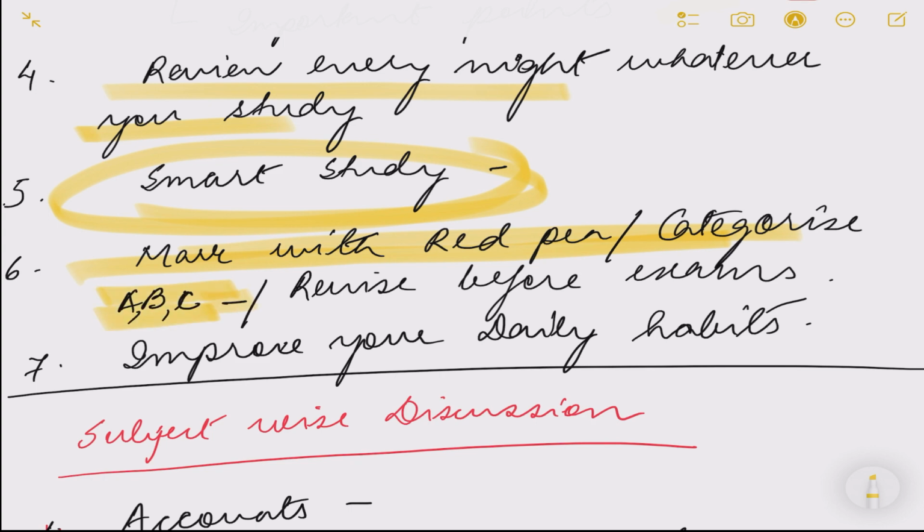Basically, from the day you start your preparation, just keep in your mind that you are starting for the last day and how you're going to revise on the last day. So improve your daily habits by writing everything you need to remember on the last day, by revising and reviewing in which subjects you are weak, in which subjects you are very strong.